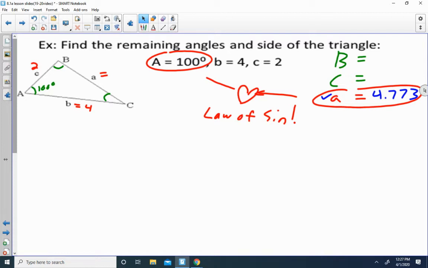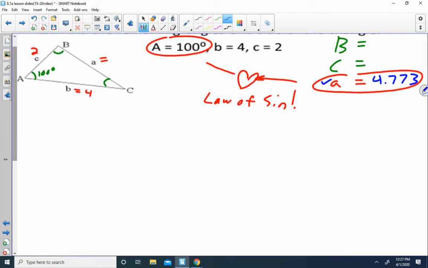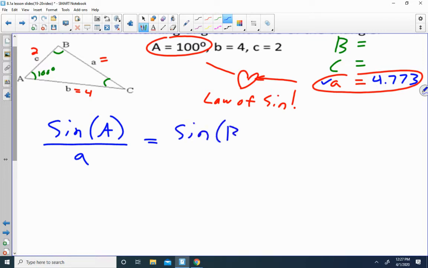So let's do it. All right, so law of sines. Since my pair is big A, little a, I'm going to have to use the A's in my law of sines. And in this case, since we're finding big B and big C, it doesn't matter which one, I'm just going to go ahead and use sine of big B over little b. And let's use that to find big B. All right, plug in the values.